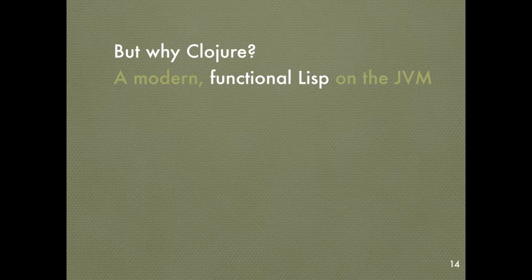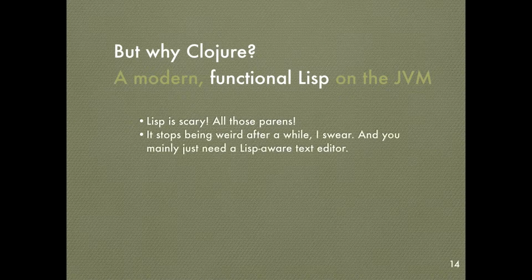Clojure is a functional Lisp. Lisp is scary. The parentheses are in the wrong place. It was incredibly off-putting to me. It was incredibly reversed. Everything's reversed. It felt really alien to me for a while. But after a while, it just stops being weird. And it makes sense. And 90% of what you need is an editor that handles those parentheses well.